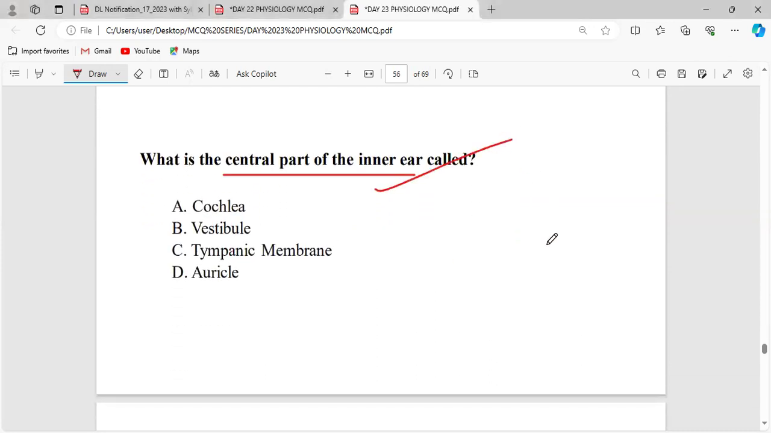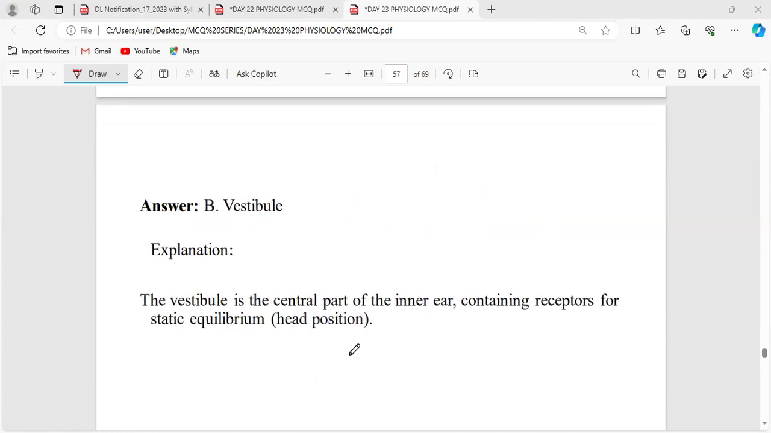What is the central part of the inner ear? When it comes to the ear and eye, you have to know what structures are present in the ear as well as in the eye and what their function is. As a one-liner, that is more than sufficient to answer if they ask from the inner ear and eye. Now, what is the central part of the inner ear? That will be the vestibule. Don't get confused.